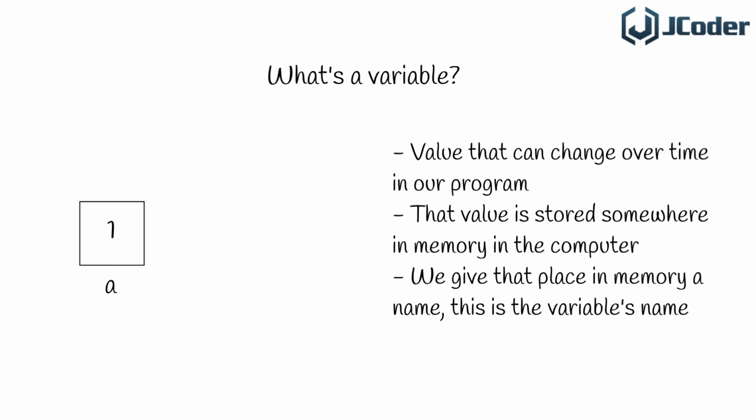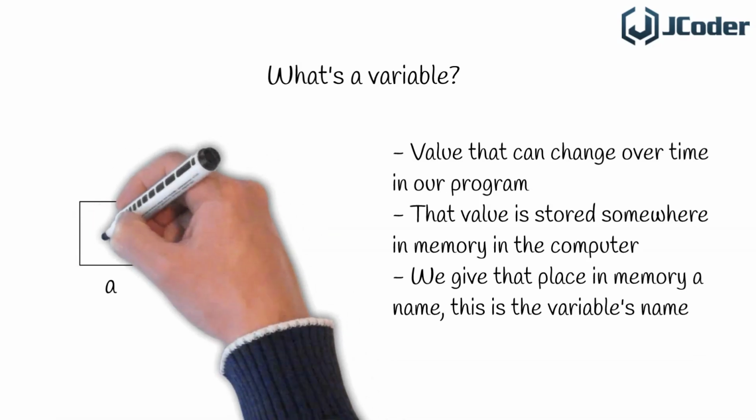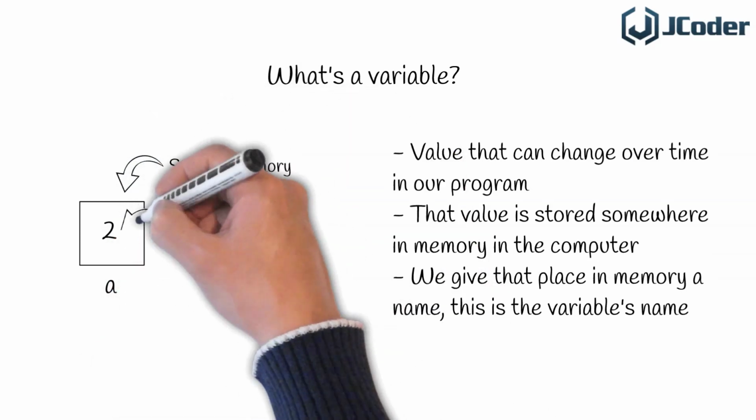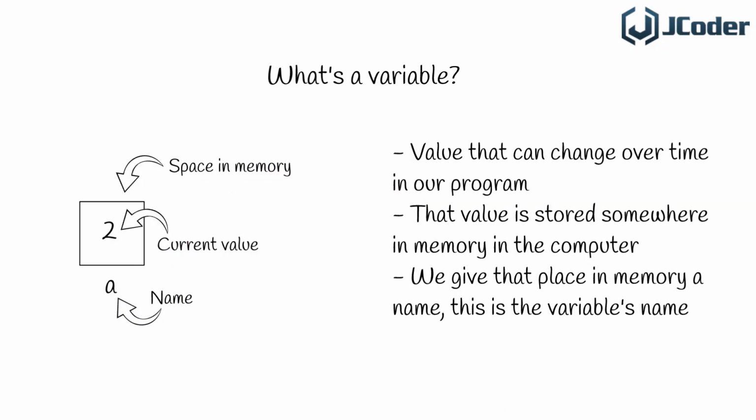In our case, we're going to call it A. Of course, as this is a variable, we can change the value of A to something different. For example, we can change it from 1 to 2. So our space in memory, or square, remains the same, but the value inside of it changes. And we're using A to refer to that space in memory. So the name of our variable in this example is A.